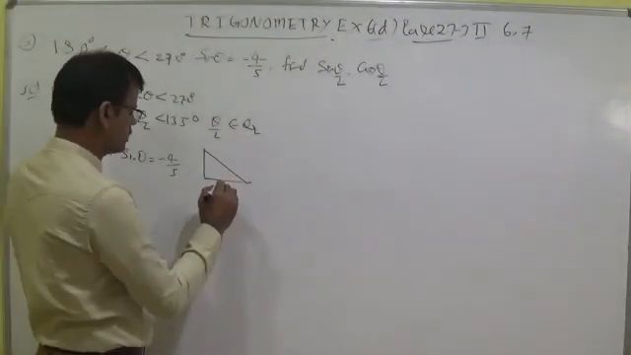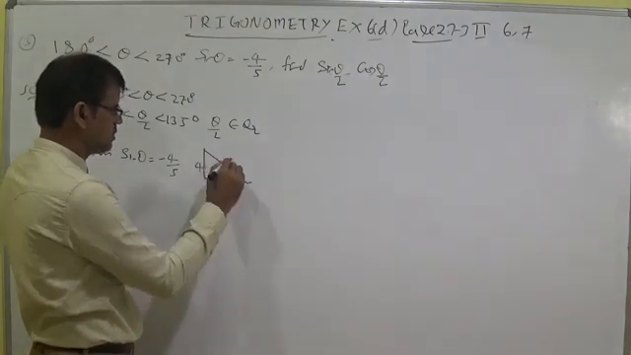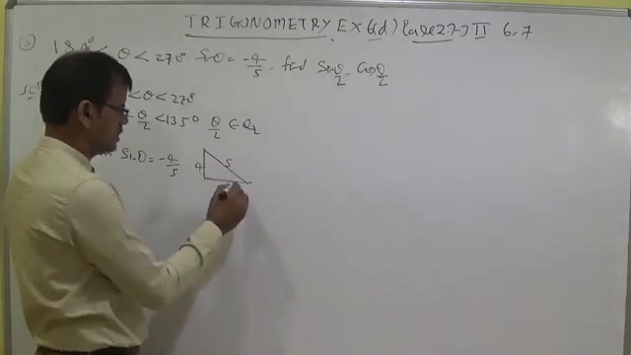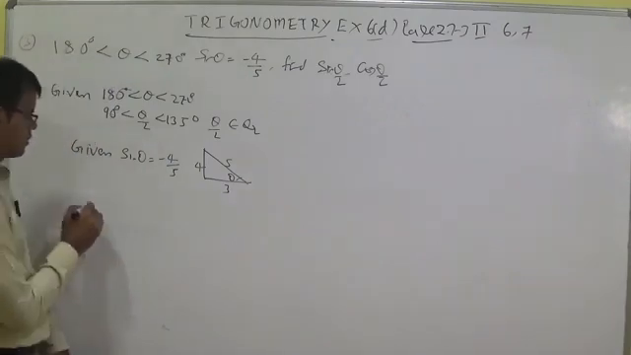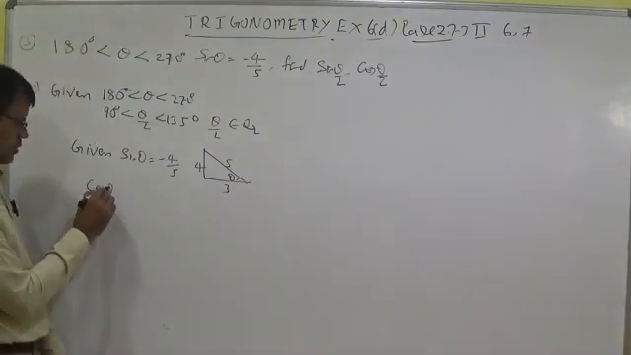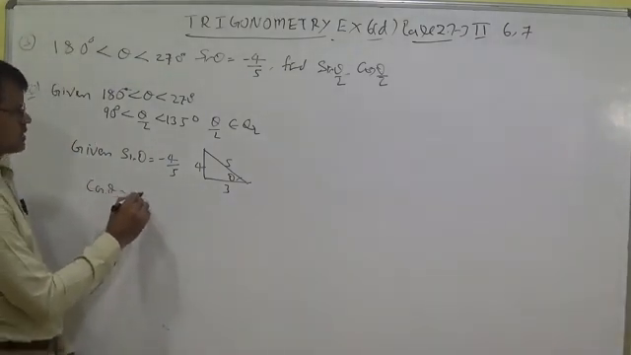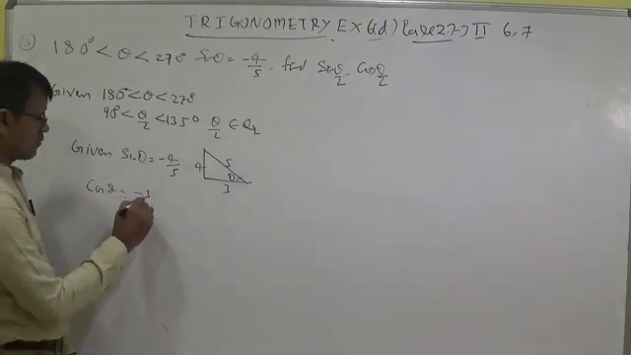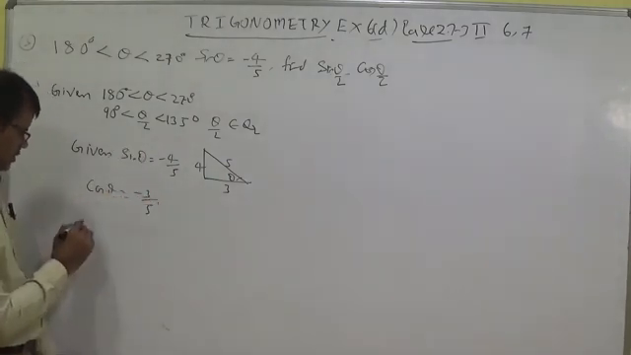Draw a diagram like this. Sin means opposite side by hypotenuse. Put this as 3, this is theta. Using this, you need to calculate cos theta. Because it is in the third quadrant, of course, it is also minus 5.